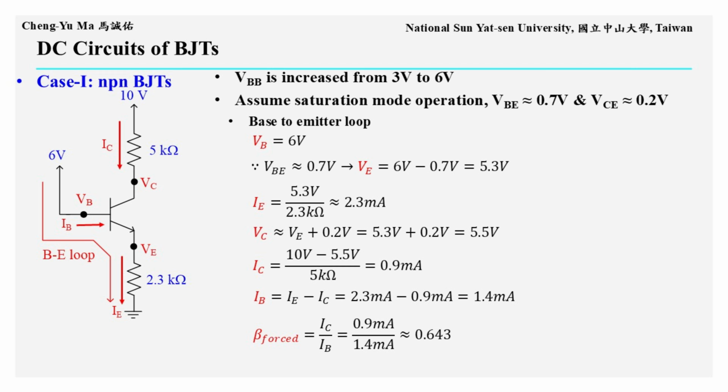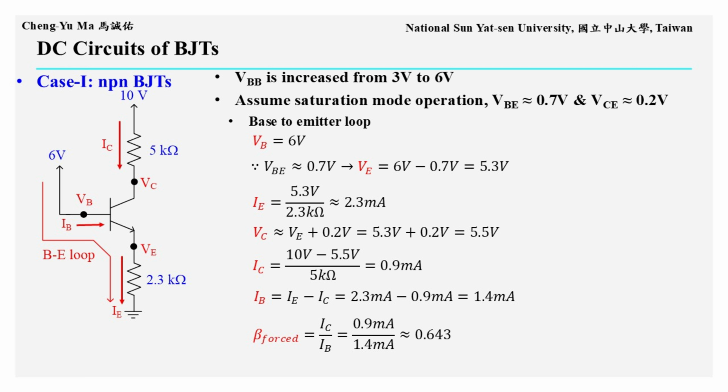Since VCE is approximately 0.2 volts, VC equals VE plus 0.2 volts, which is 5.5 volts. After VC is found, IC equals the voltage across RC divided by RC. That is, 10 volts minus 5.5 volts divided by 5 kiloohms, which gives 0.9 milliampere. Finally, IB equals IE minus IC, or 2.3 milliamperes minus 0.9 milliampere, which gives 1.4 milliamperes.